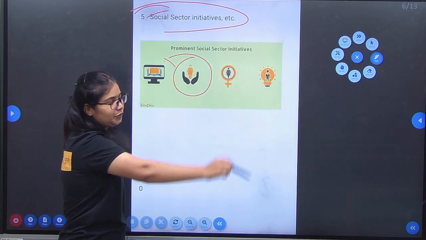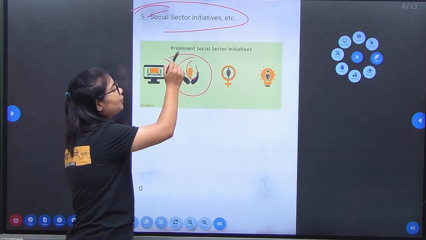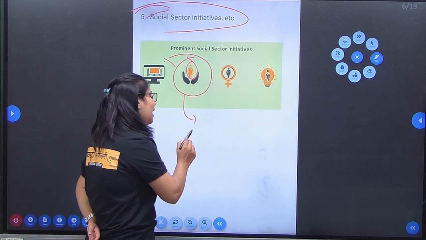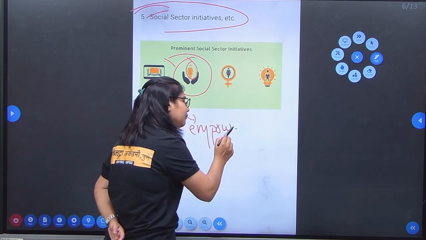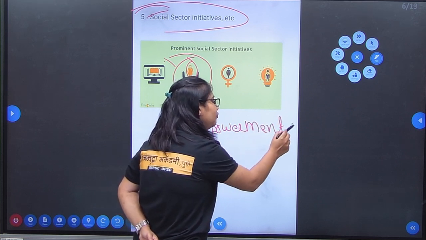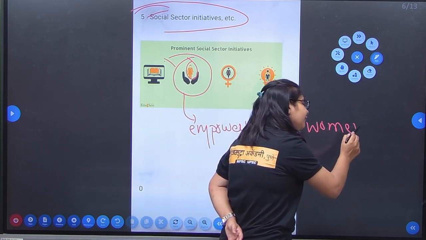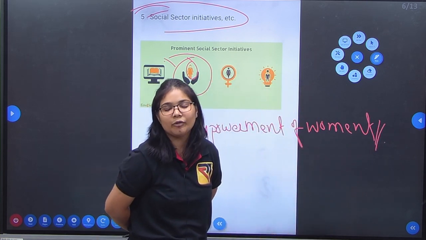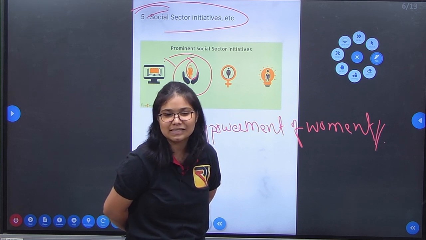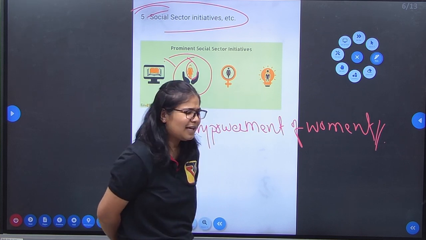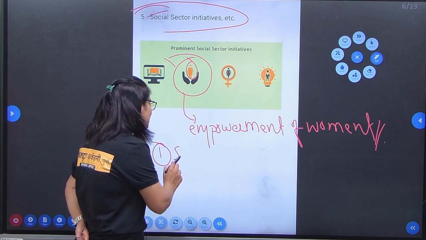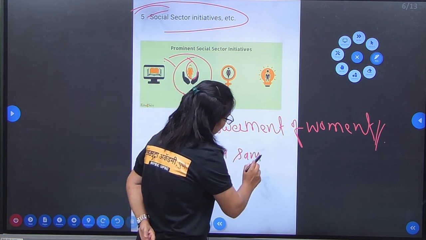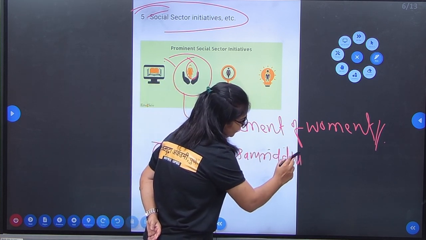This picture is visible to you. The picture shows the protection of women. So for the protection or empowerment of women, empowerment is the better word, what are the different schemes and provisions of the government of India? We have to discuss those schemes. For example, there is one scheme called Sukanya Samriddhi Yojana. We have to discuss it.